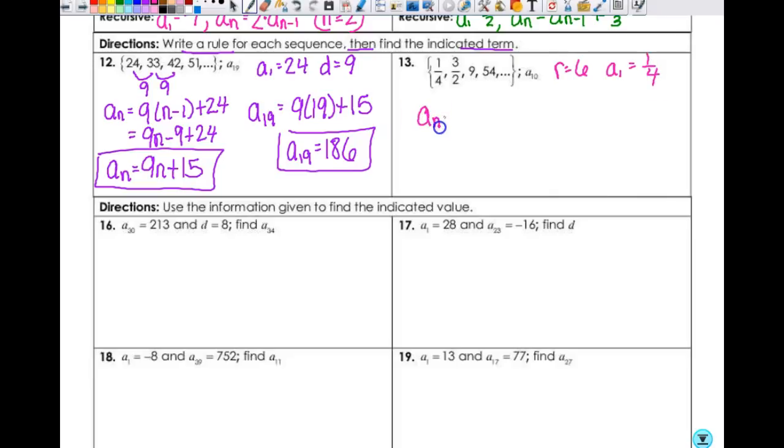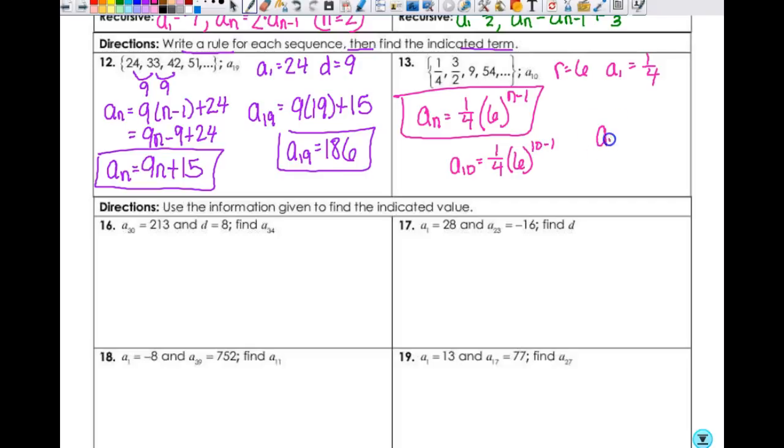So AN is equal to A1 times R, which is 6, to the n minus 1 power. There's my rule. I want to find A10, so A10 is equal to 1/4 times 6 to the 10 minus 1 power. That means A10 is equal to 2,519,424.